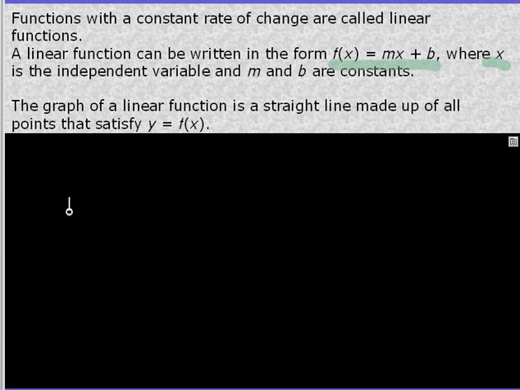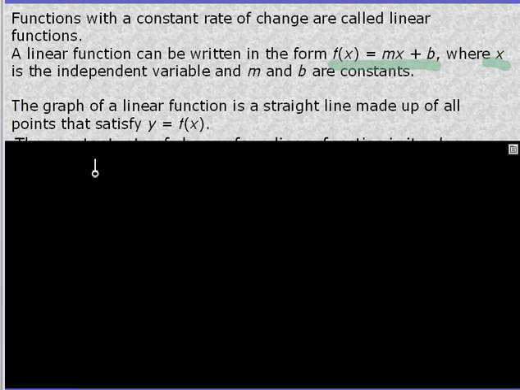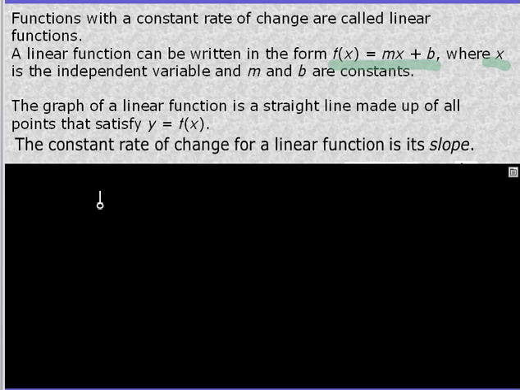So the graph of a linear function is a straight line, hence the word linear, made of all points that satisfy the equation y equals f of x. So the equation would give us a set of points. If we graphed every single point for each x value, it would form a straight line. So the graph is just a picture of what the values from the equation look like.